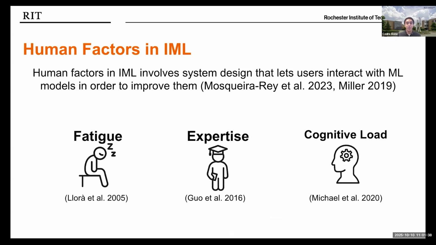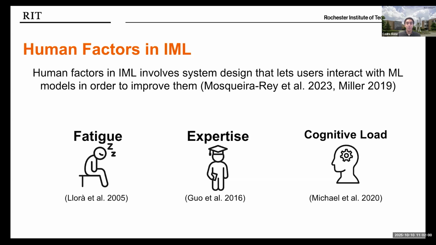So in IML systems, when the agent is a human, human factors have to be considered to improve the overall efficiency of the IML system, not just the algorithmic factors. Systems that consider human factors are more likely to meet user needs and preferences, leading to higher satisfaction and greater adoption rates. A few human factors to consider are fatigue, expertise, and cognitive load.